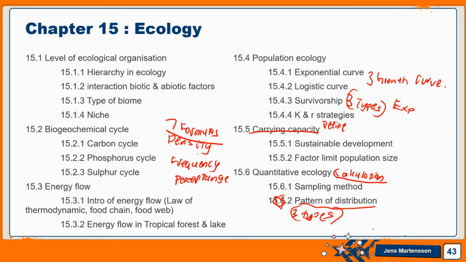So this chapter is finished. In conclusion, this chapter is also not too hard, and mostly has many things that you have already learned in SPM. This you have already learned in SPM. Energy flow you have already learned in SPM. Also this sampling method you have already learned in SPM. Others are new to you, but also not too hard, easier for you to understand.